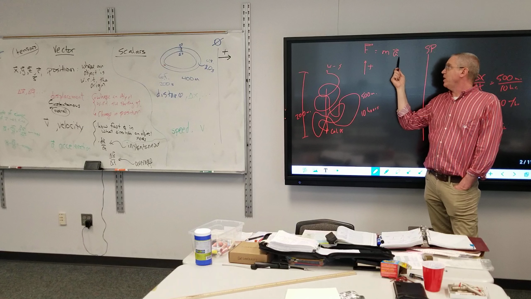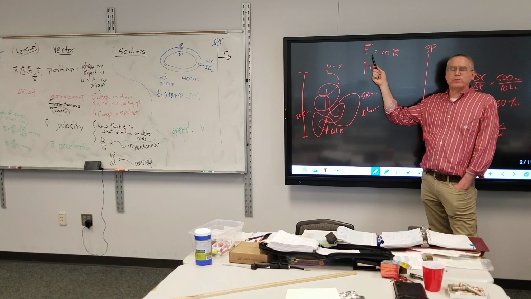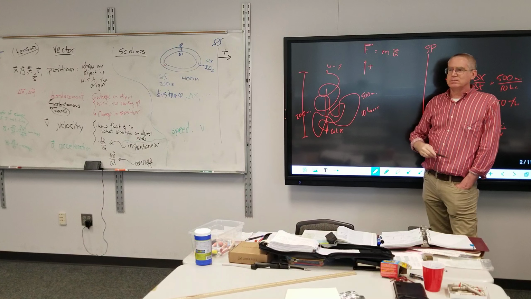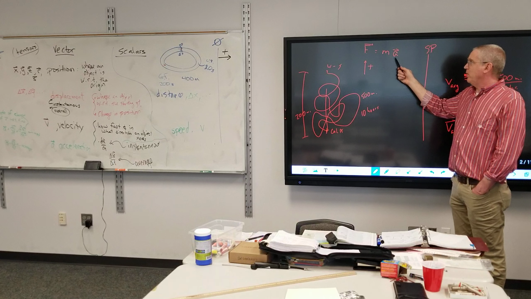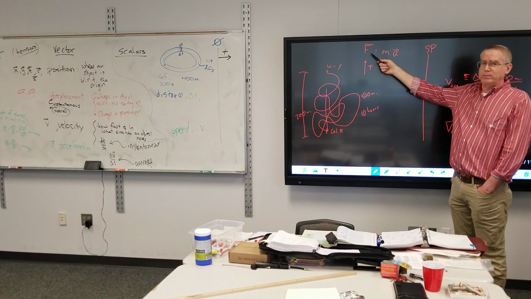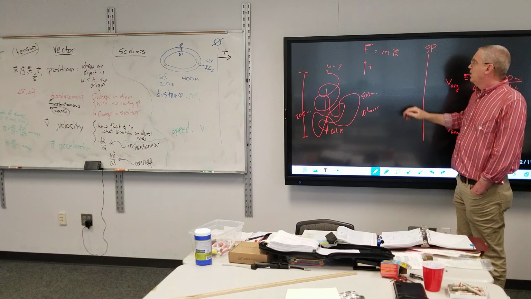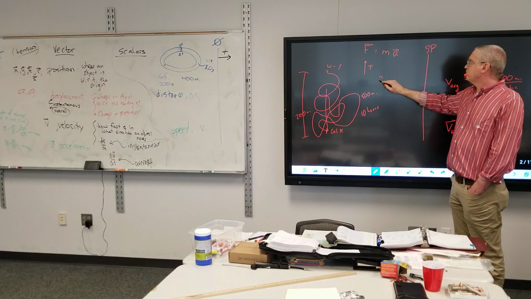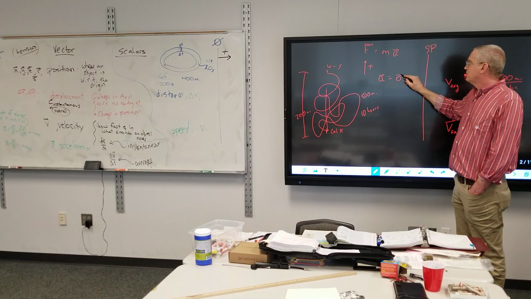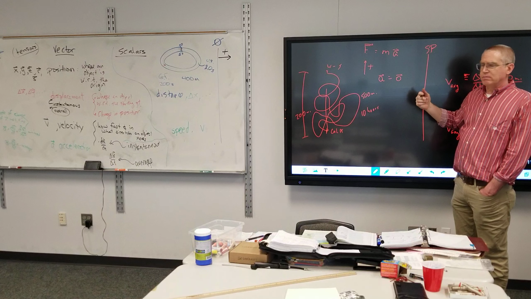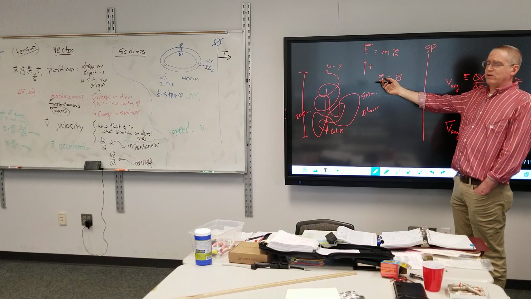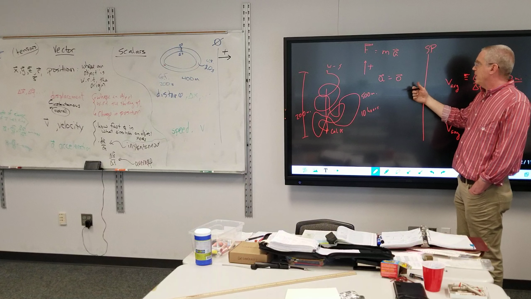So if I'm accelerating, there has to be some net force acting on me. If I'm not accelerating, then the net force on me is 0. So if acceleration is 0, and that's a 0 vector, just because officially if I have a vector on the left-hand side, I have to have a vector on the right-hand side.